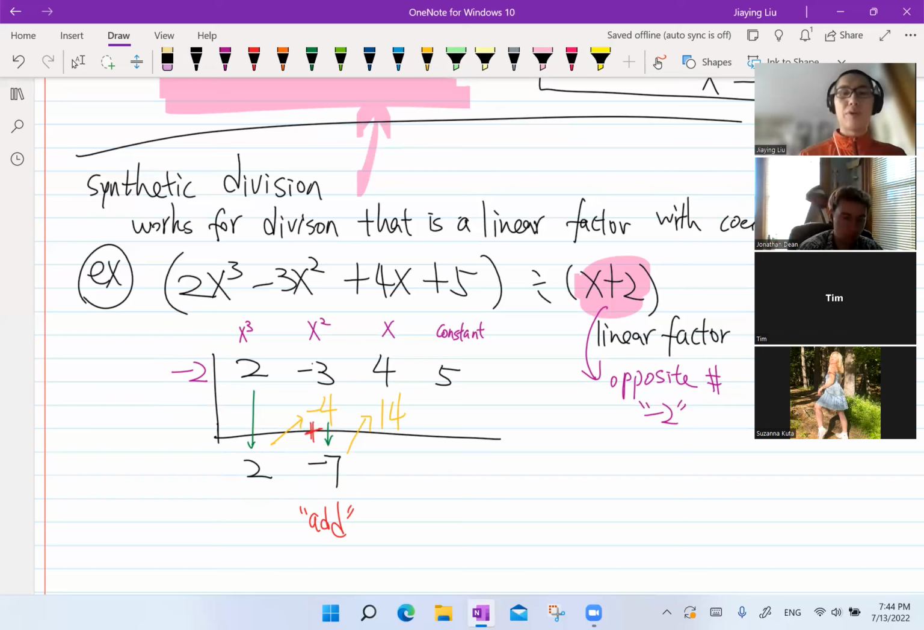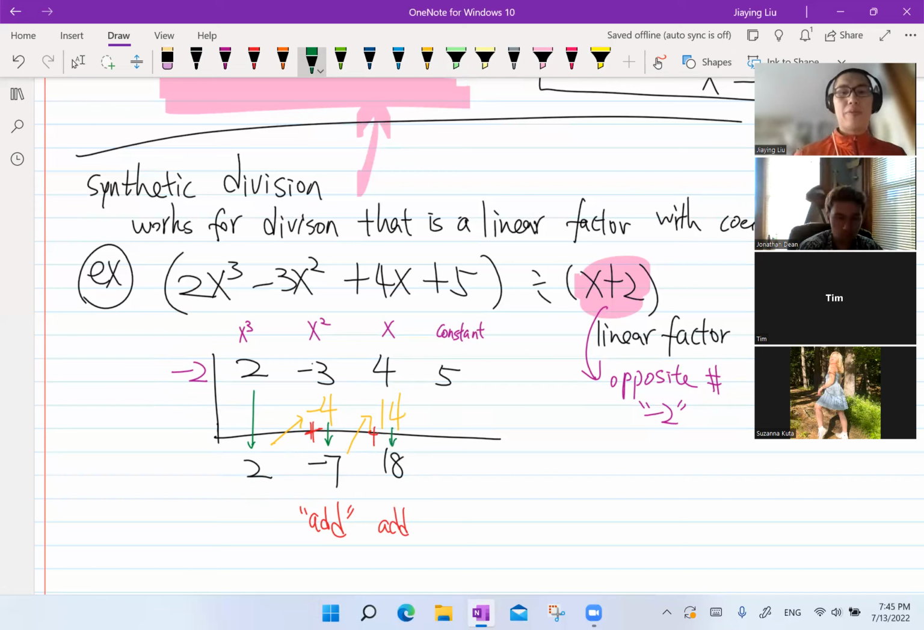And again, just like the previous part, now we have to add them. So now we have 4 and the 14 in the same column. We have to add those 2 numbers. So 4 plus 14, that's 18. This is the new number, 18. Right? We're almost done here.